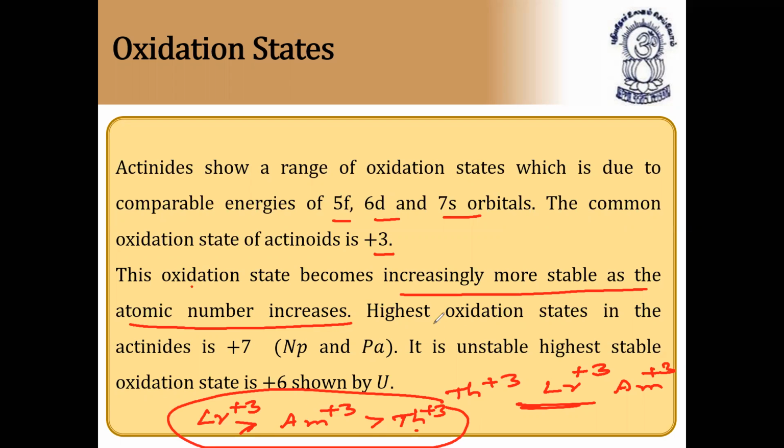The highest oxidation state in the actinides is +7, which will be shown by Np and Pu. The highest stable oxidation state is +6, shown by uranium. So usually they are stable at +3.